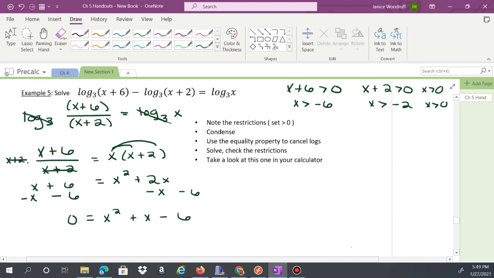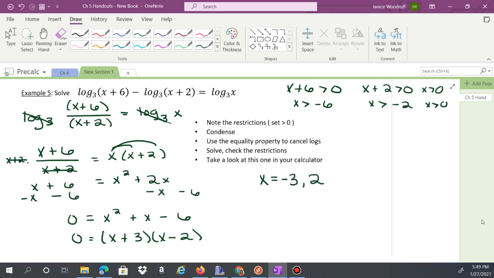Can I factor that? I can factor that, right? That's going to be x plus 3, x minus 2. 3 minus 2, 1. 3 times negative 2, negative 6. Okay. And that'll give me x equals negative 3, positive 2. Pretty sure we got to throw out the negative 3 now that I think about it. Okay, then check it with your restrictions. So I think you want the one furthest to the right when we look at this.